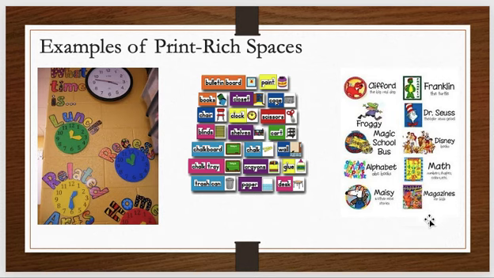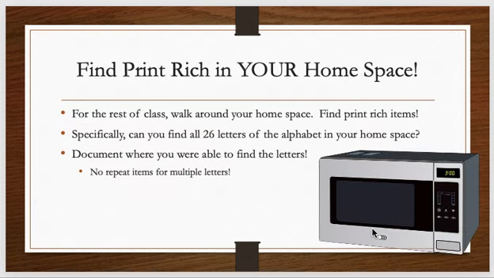Another thing we can do is label any of our books. We could label any of our bins again. So again, having the word, but then also having the picture to go with it, that's a pretty powerful thing. So just more examples of what we can do to make a space print rich.